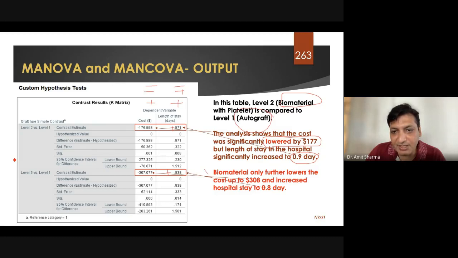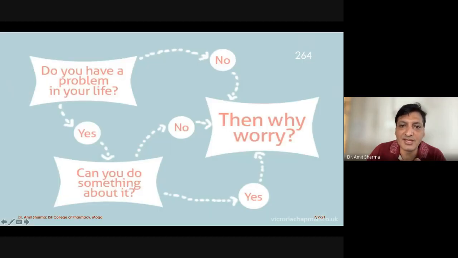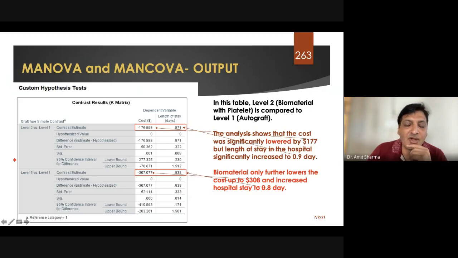Clear? On the second result, you can see biomaterial only further lowers the cost by $308, but also increases the length of stay by 1 day, near about 1 day. So it says that if you want to spend less money, you have to stay more in the hospital by choosing this type of treatment. So this was the last, and the difference I have already told.